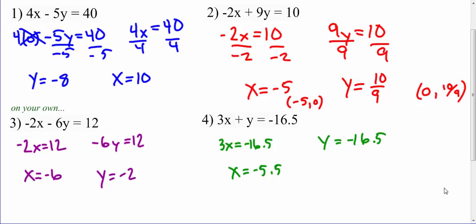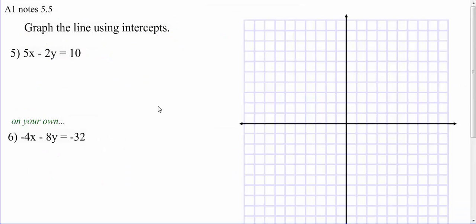All right, welcome back. You can see my work on numbers 3 and 4. One thing I want to point out on number 4, you'll notice that we just had one y, so I didn't actually have to do any division. I could quickly find the intercept. Y is equal to -16.5. So that's again the point 0, -16.5.